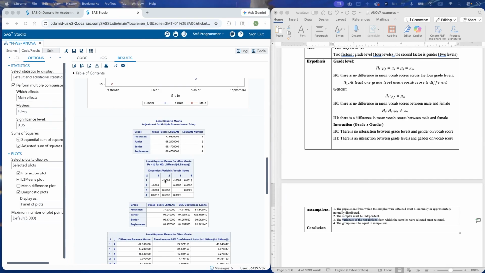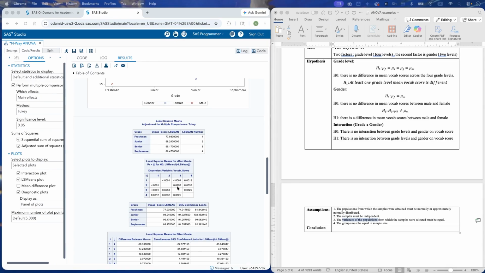We do have a difference in the mean scores. And 3, freshman and senior, we do have statistical difference. 1 and 4, we do have statistical difference. So freshman across all of the others, we do have statistical difference. However, for the rest, we don't have statistical difference.